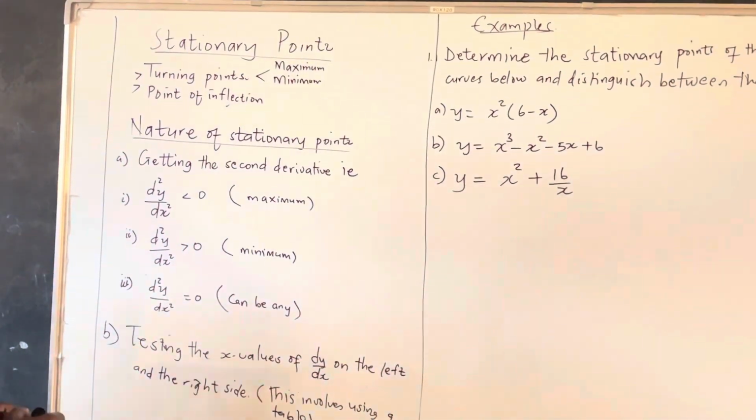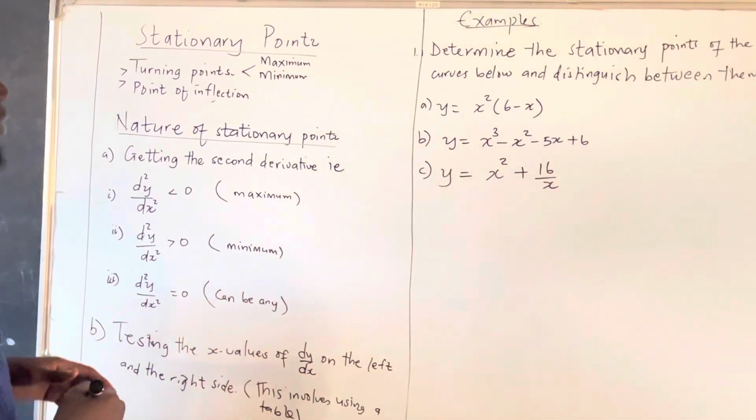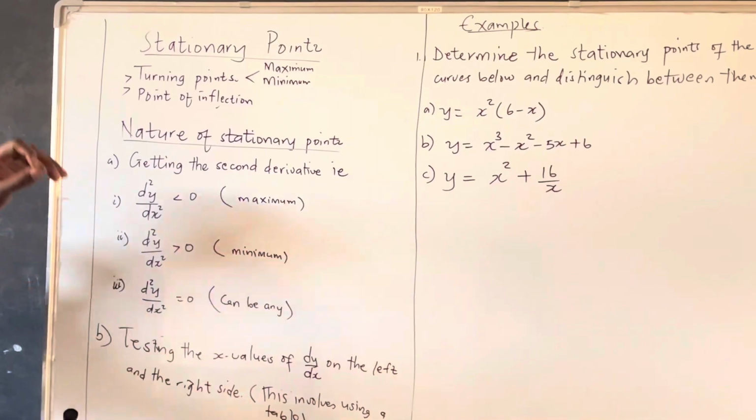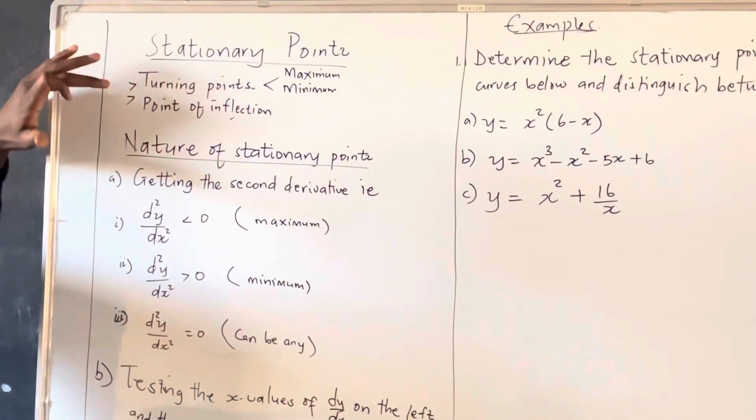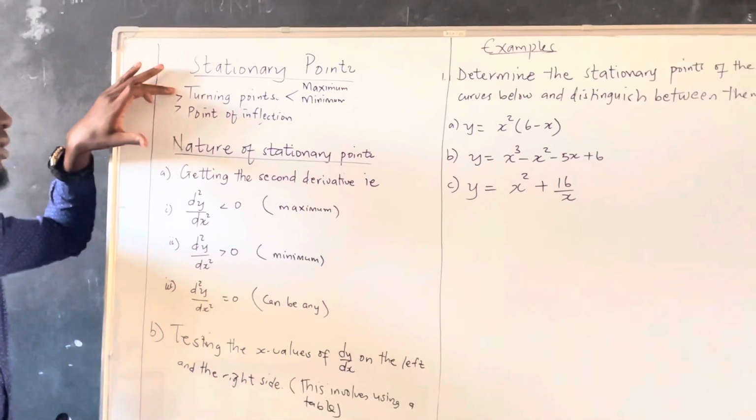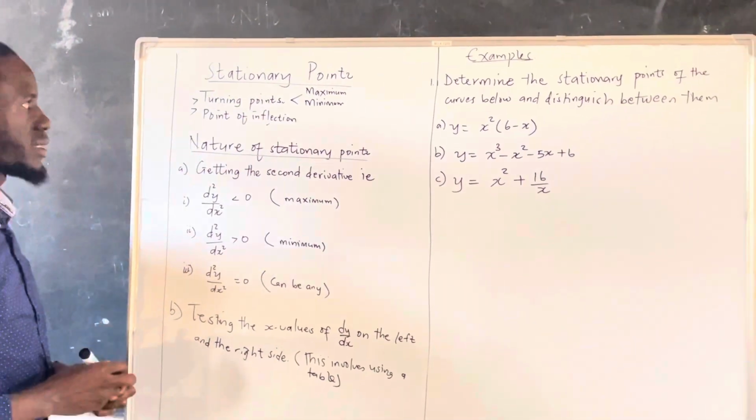So, continuation from what we have covered last time, still applications of differentiation. Today we are going to look at stationary points. Stationary points are divided into mainly two. We have the turning points. These turning points are divided into two.